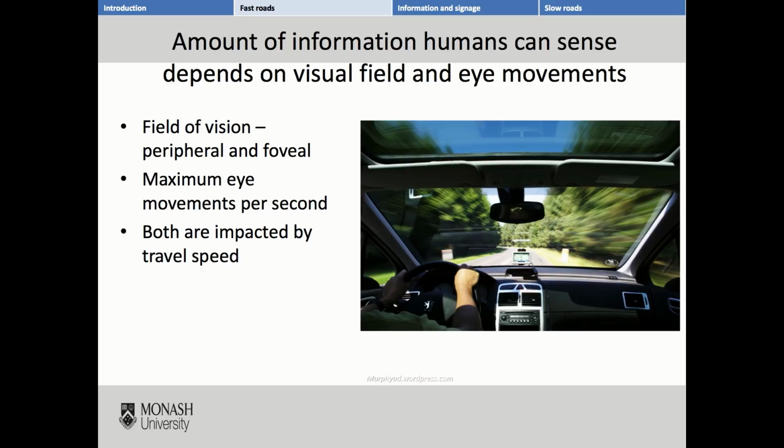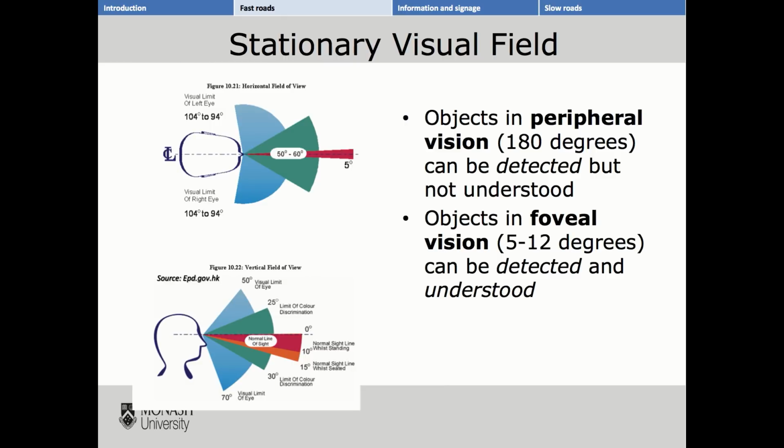The amount that we can actually sense depends on our field of vision, the number of eye movements we make per second, and the number of images we process through our brain each second. And obviously travel speed is going to have an impact on these things. So objects in the peripheral vision up to about 180 degrees can be detected, but they can't be understood. And objects in the foveal vision, 5 to 12 degrees, can be detected and understood.